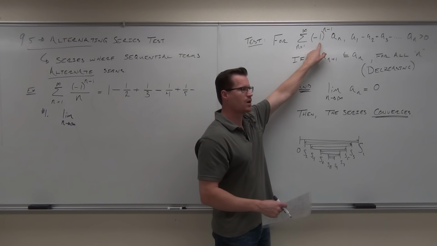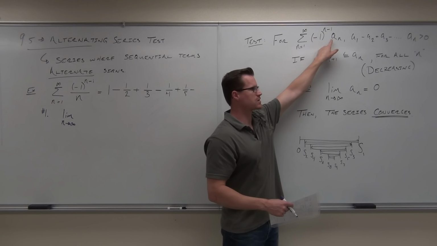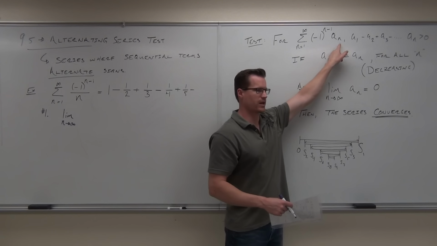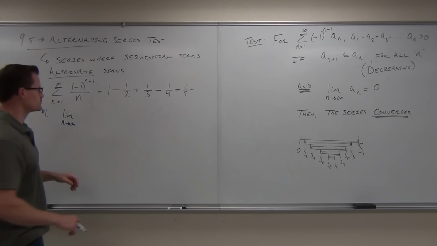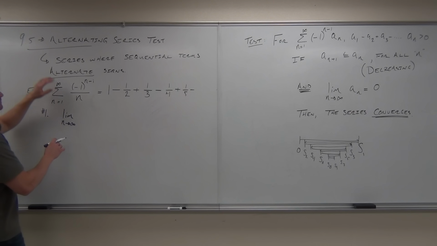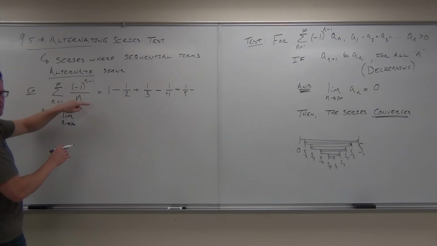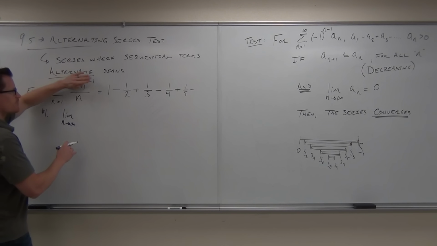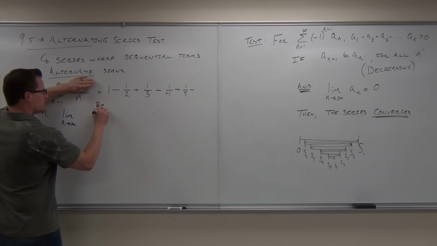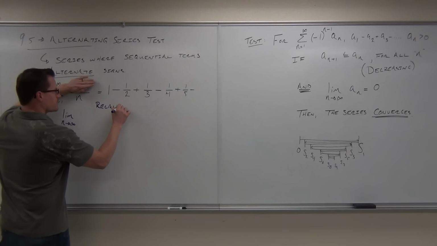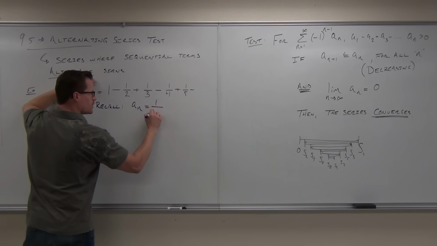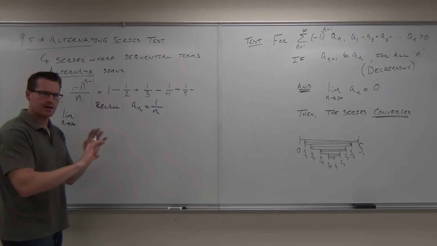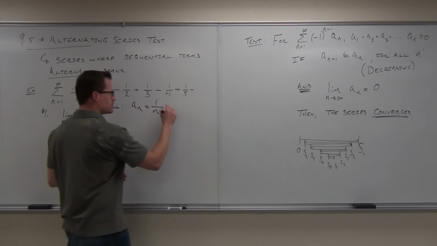So right here we go, okay, you're alternating. Now look at this, the rest of your series. That is your a sub n. So when I'm looking at this one right here, what part says it's alternating? The negative. Take that part away. I'll put a little side note here for you. Recall, a sub n in this case is 1 over n. It does not include the negative 1 to a power.